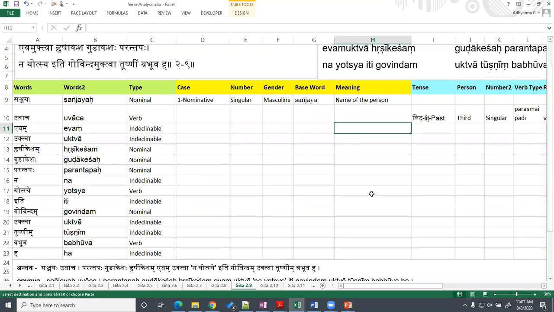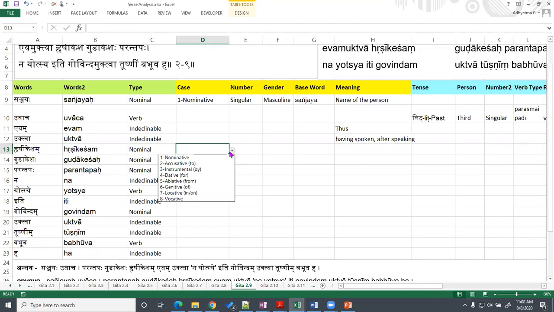Evam is an indeclinable. An indeclinable means we just have to have the meaning of the word. There is no case or the tense associated with an indeclinable word. Thus, Uktva is also indeclinable, and that means having spoken, or you can say after speaking. There are some indeclinables which are in the form of particles like evam, and there are some indeclinables which are derived from the verbs. This is derived from the verb vach, the same verb from which this root is derived, and it means having spoken.